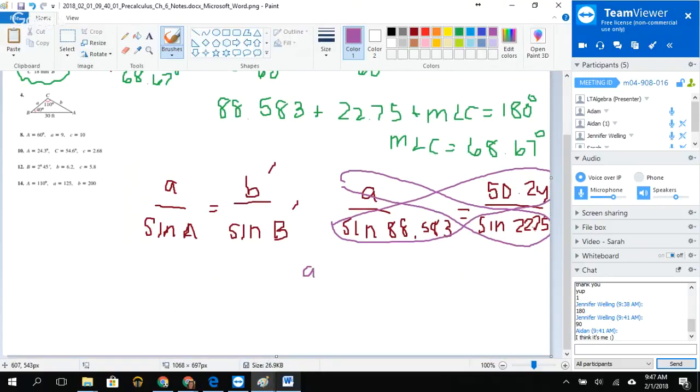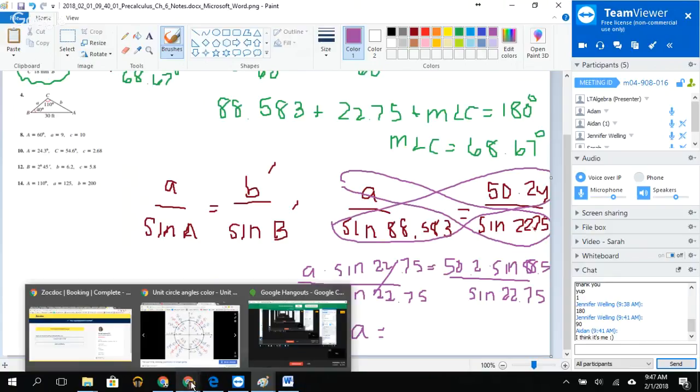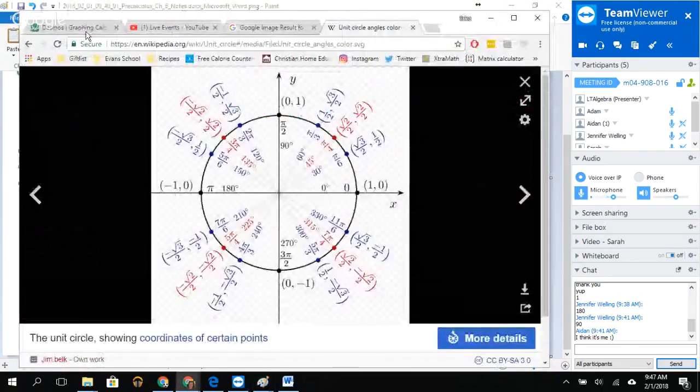We get A times the sine of 22.75 equals 50.2 times the sine of 88.58. Then I want to divide both sides by the sine of 22.75. If you have your calculator there, number one, make sure that it is on degrees. If I popped over to Desmos right now, Desmos defaults to radians, I believe. That would not be good.